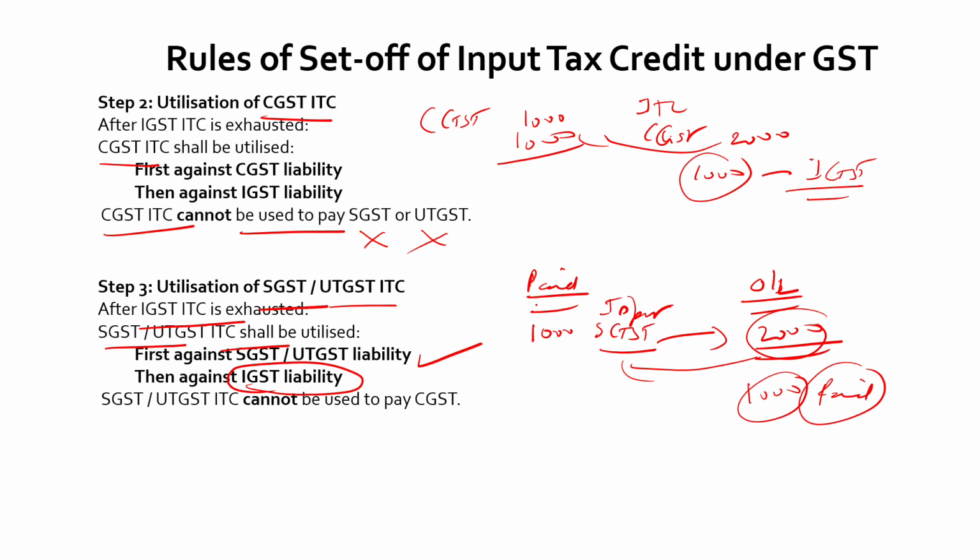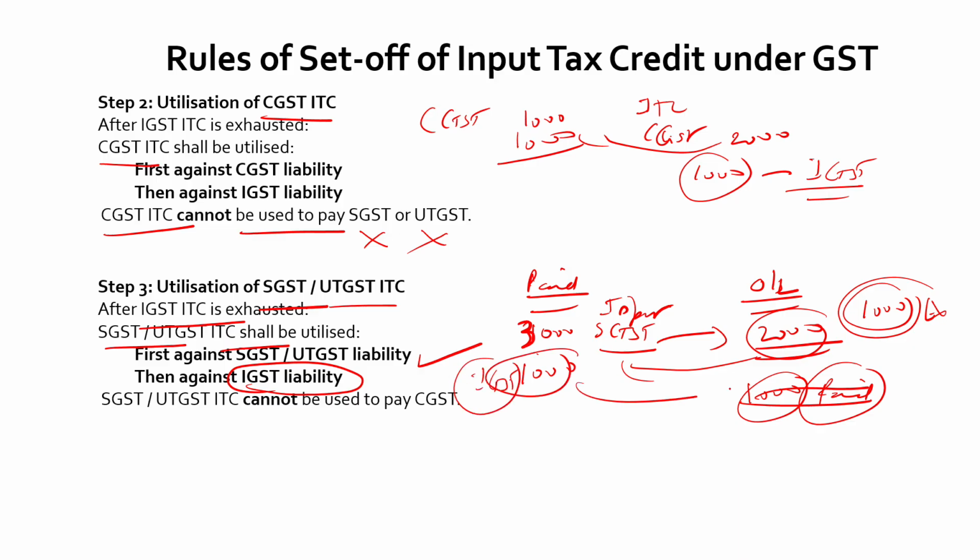If in another situation the input tax credit was 3000 and the output tax is 2000, then 3000 minus 2000, 1000 is excess. This excess can be adjusted if there is IGST liability. Suppose the IGST liability is 1000, so this can be set off. This is the order which we need to follow whenever we have to set off IGST.